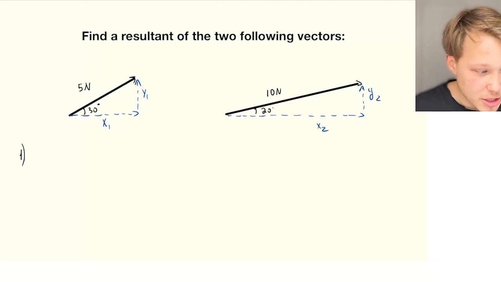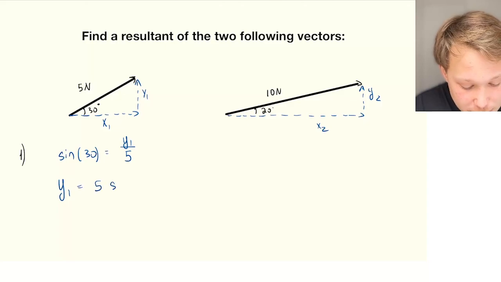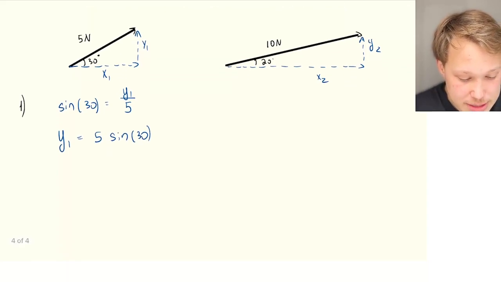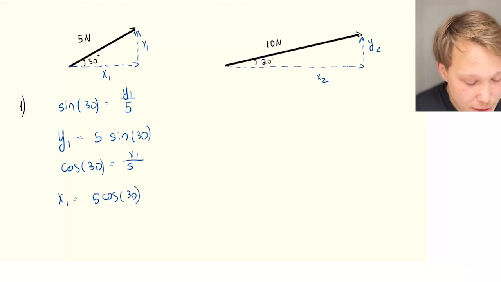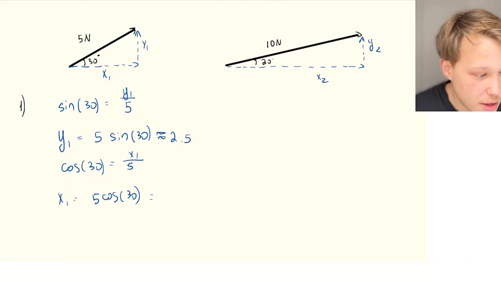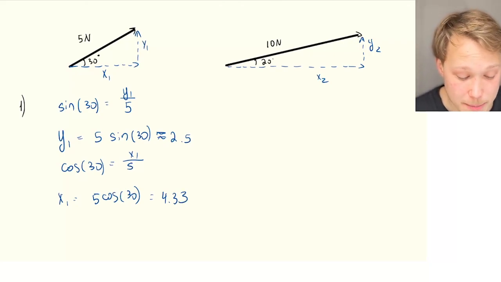So let's take a look. Let's firstly start by drawing. Sine of 30 degrees is going to be opposite y1 over the hypotenuse 5. So in other words, y1 is going to be 5 times sine 30. Similarly, cosine of 30 degrees is going to be x1 over 5, or x1 is going to be 5 times cosine 30. This will be exactly 2.5. This will be approximately 4.33. Great, so now we just found the x and y components of the first vector.